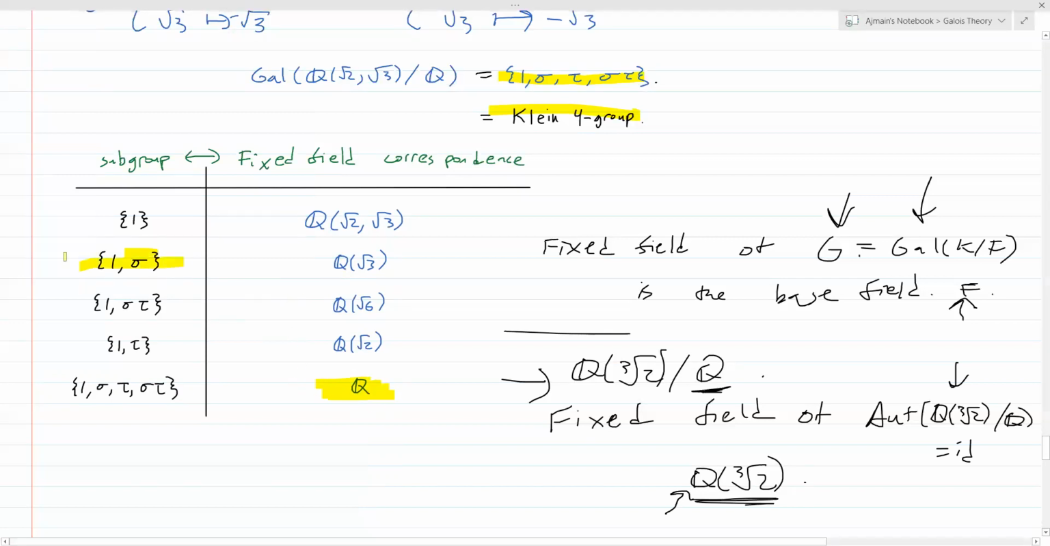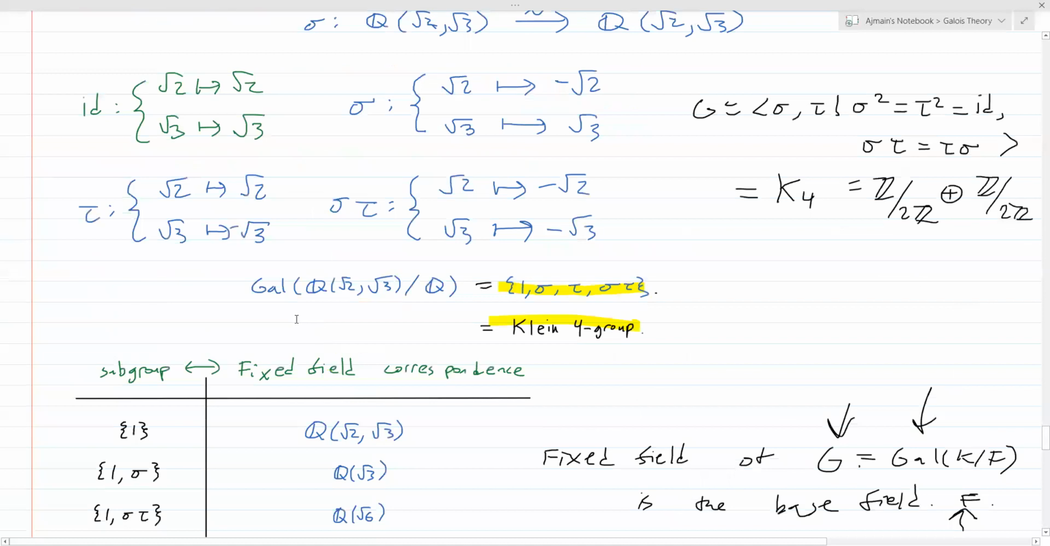But what about the fixed fields of these intermediate subgroups? So these order 2 subgroups, you have 3 of them in Z2 cross Z2. And it turns out that you have exactly 3 quadratic sub-extensions of Q adjoin square root of 2, square root of 3. And these are Q adjoin square root of 3, Q adjoin square root of 2, and Q adjoin square root of 6.